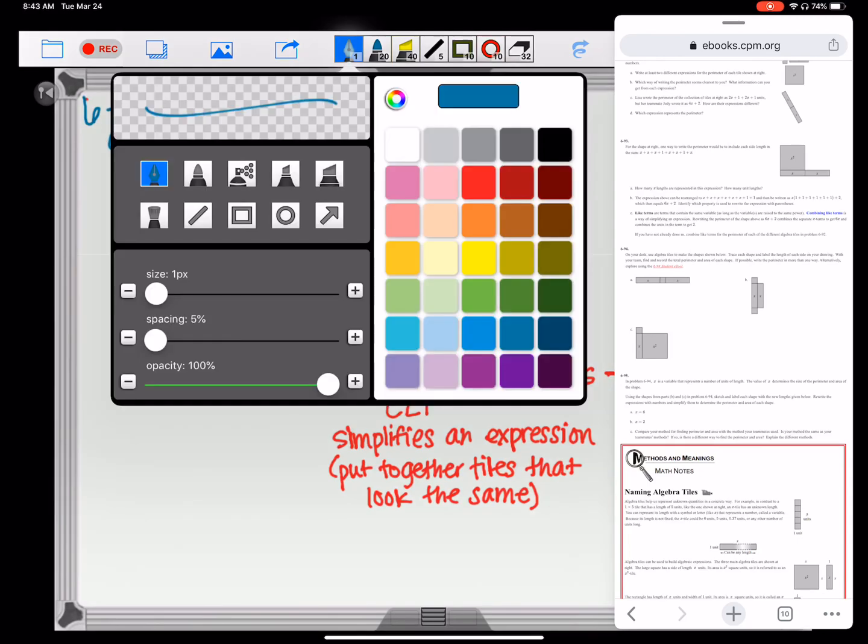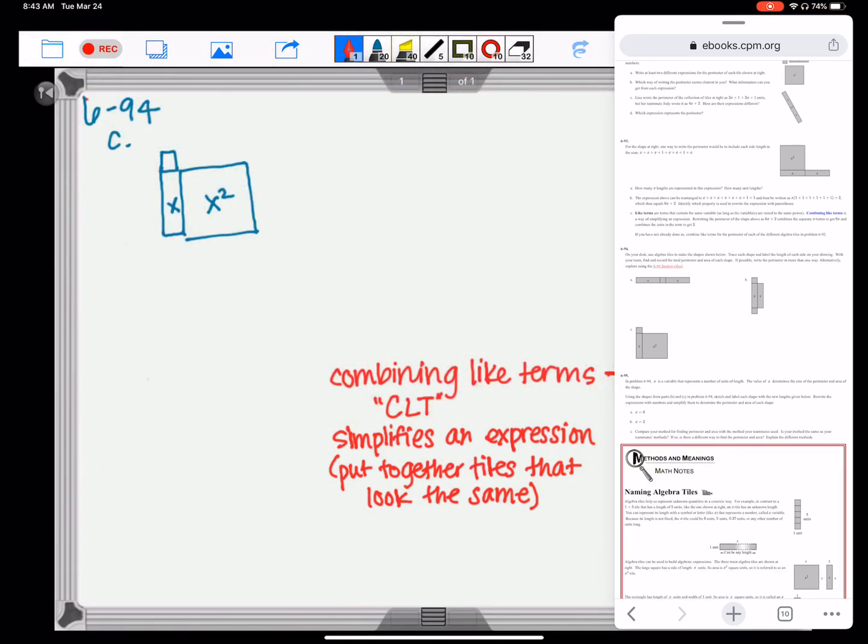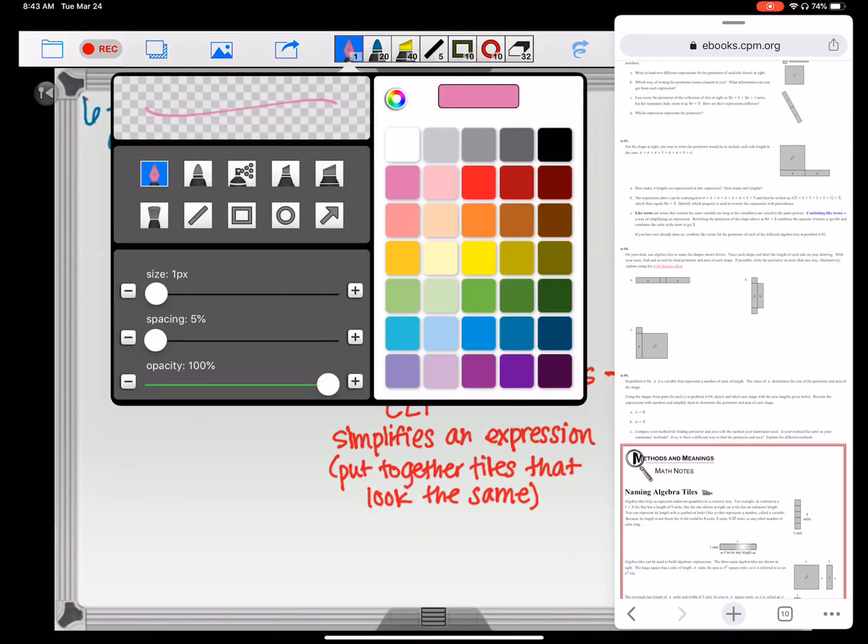Okay, so I'm going to start labeling them. So for the top, you should have had 1, 1, 1 for our little unit tile. Side here is X, 1, X, X, X. How did you do? I hope you did well.